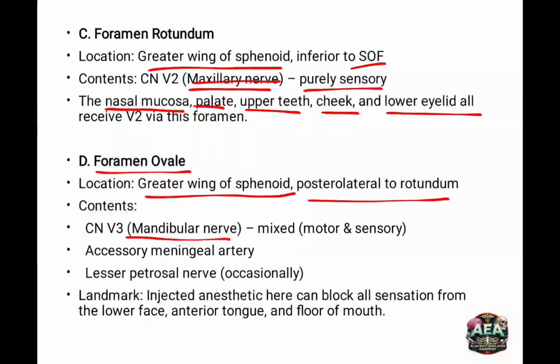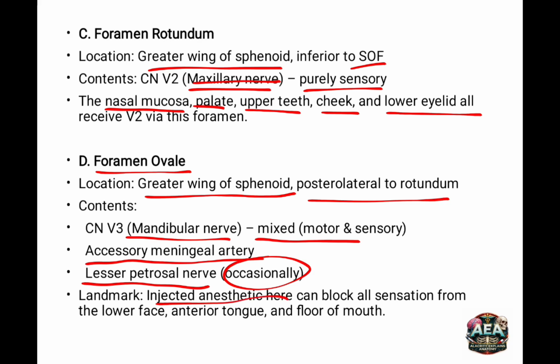The content is the mandibular nerve, which is the third branch of the fifth cranial nerve, the trigeminal nerve. It's a mixed nerve, unlike the maxillary nerve that is purely sensory. The mandibular nerve has both motor and sensory innervation. We also have the accessory meningeal artery passing through this space. We have the lesser petrosal nerve, which occasionally passes through the foramen ovale. This serves as an important landmark for the foramen ovale.